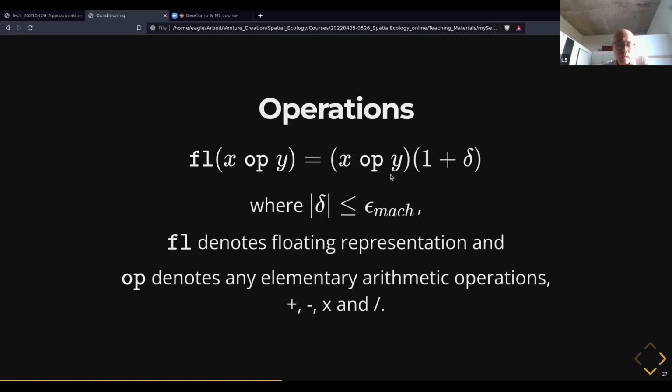So what this equation is saying is, when you do an operation on the mathematical numbers X and Y, connected by OP, and then you represent this outcome in the computer system, which is float, you get some error. And this result equals the original operation on the real numbers times a bound, which is 1 plus delta. And this delta is smaller than the machine precision. Did I make this clear to everyone? Any questions?